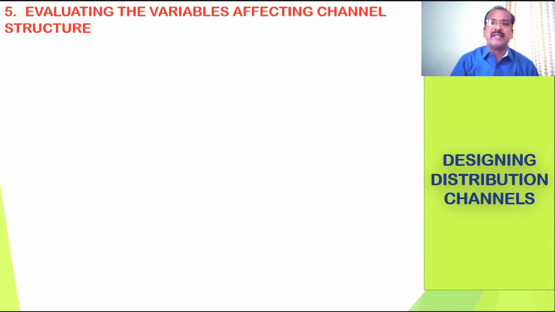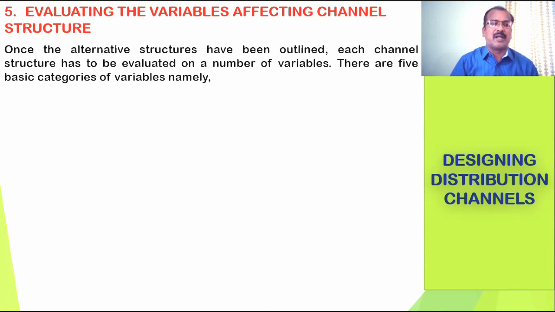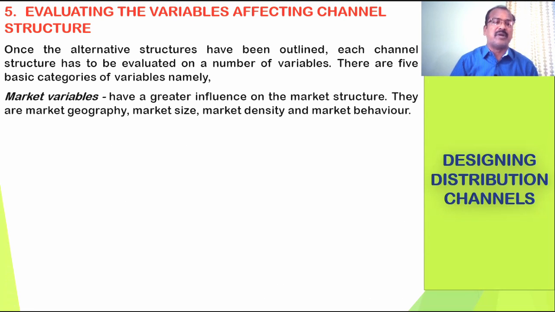Fifth one, evaluating the variables affecting channel structure. Once the alternative structures have been outlined, each channel structure has to be evaluated on a number of variables. There are five basic categories of variables, namely market variables. The market variables are basically related to the market geography, market size, market intensity, and the market behavior.